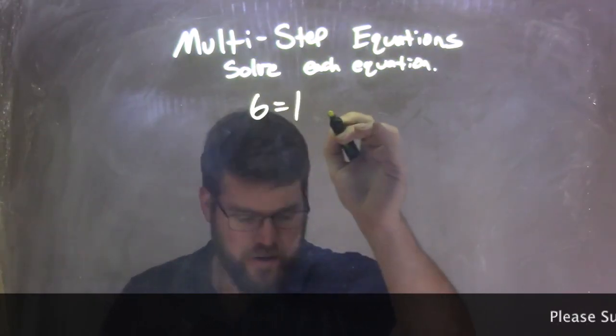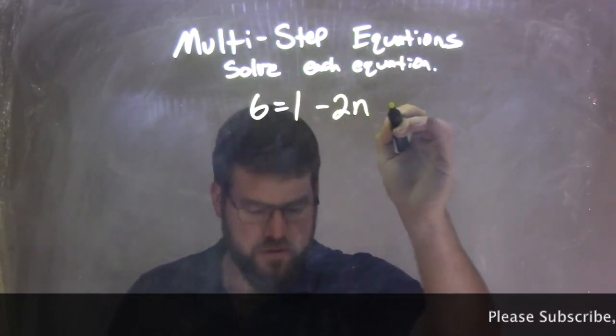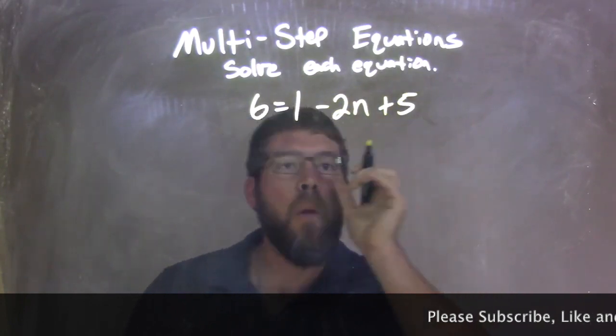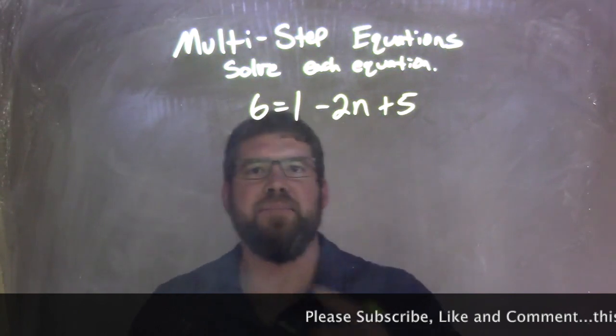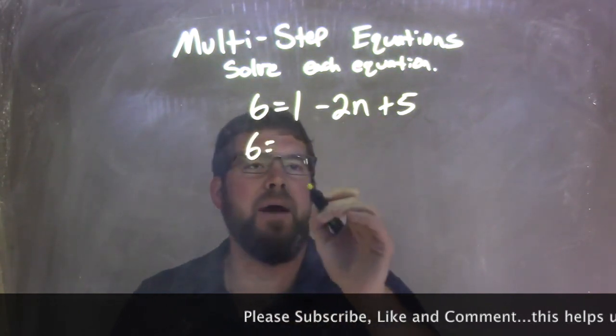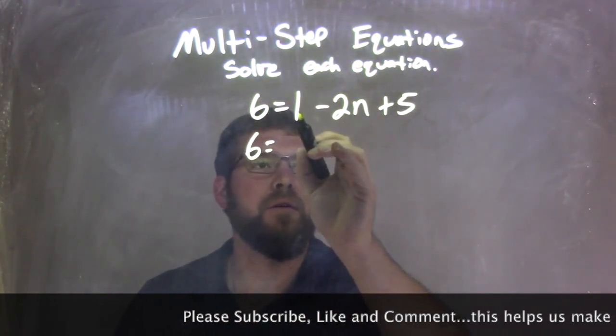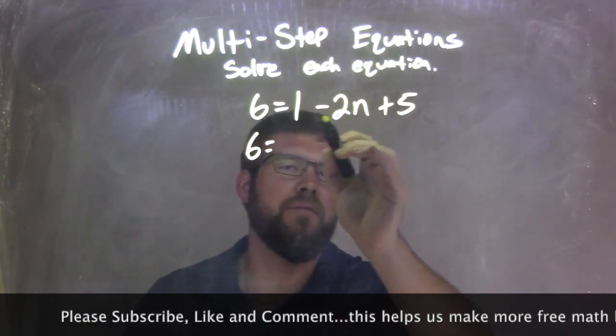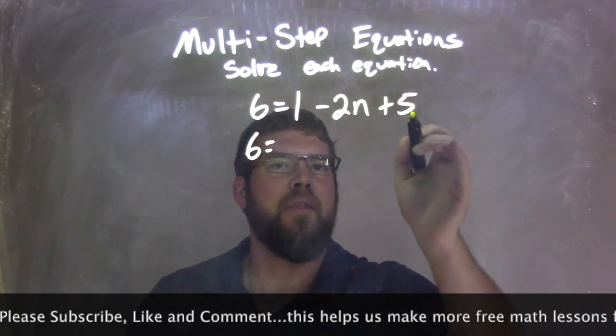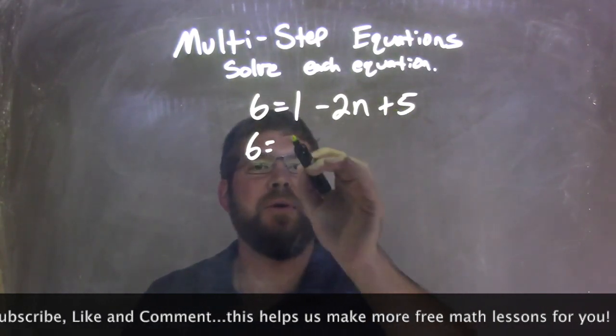6 equals 1 minus 2n plus 5. Well, first I'm going to combine my like terms on each side of the equal sign. 6 is by itself, don't really care about that. But now I have a positive 1, right, and a positive 5. We're adding them together, right? The subtracting 2, can't do anything with that, but add a 5. So these two come together to be a 6.